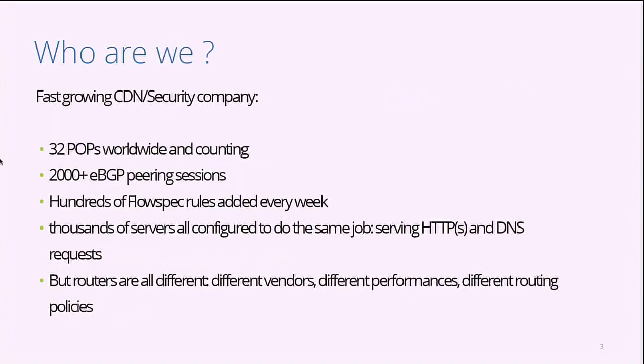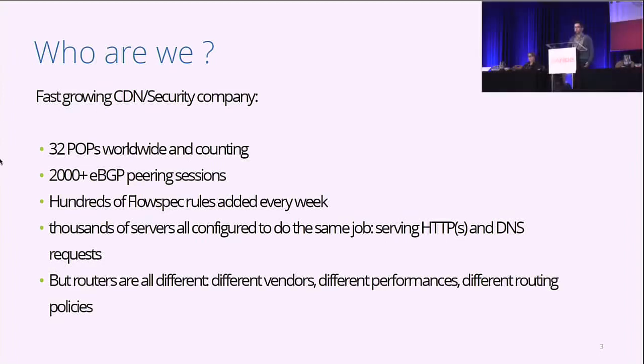So with Cloudflare, maybe most of you know, it's a fast-growing CDN and security DDoS mitigation company. We have 32 POPs worldwide. We're adding new POPs all the time. We have more than 2,000 eBGP peering sessions. And the interesting part with that is it's a very easy task to automate. That's how we came to start automation at Cloudflare.